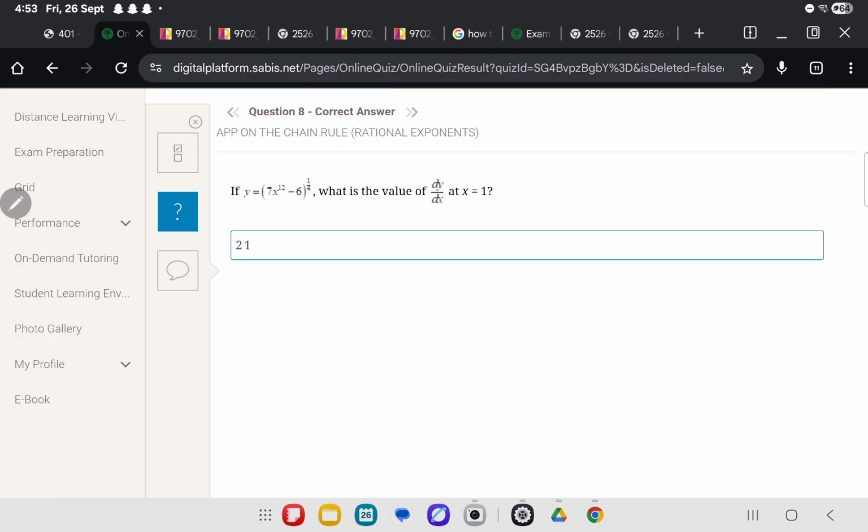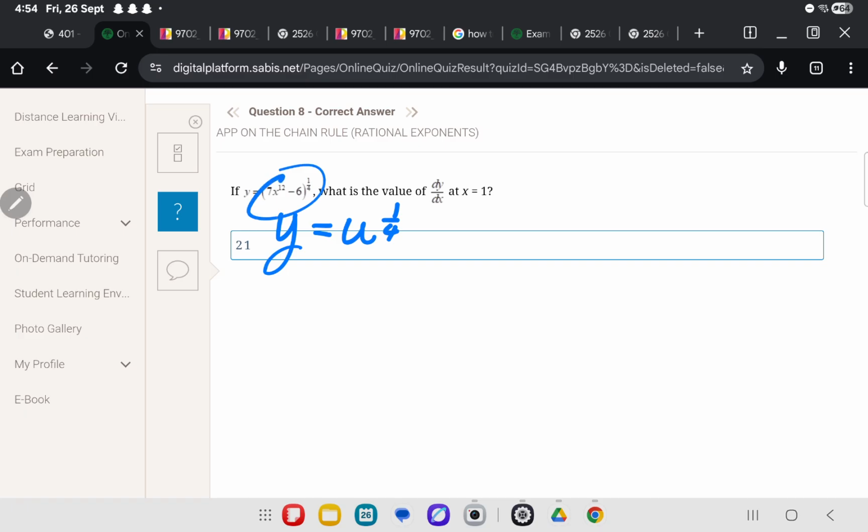Question 8. If y equals 7x squared minus 6 to the power of 1 over 4, what is the value of dy by dx at x equals 1? Okay. Here, we're gonna say this is u, right? Because it's a polynomial, and we have x. That's fine. So y is equal to u to the power of 1 over 4.